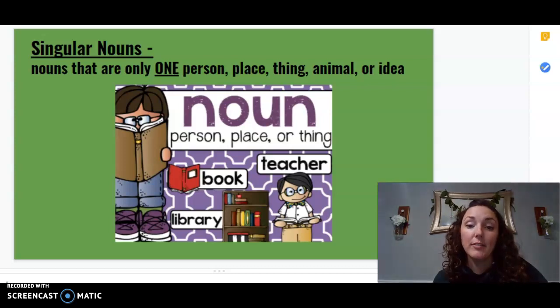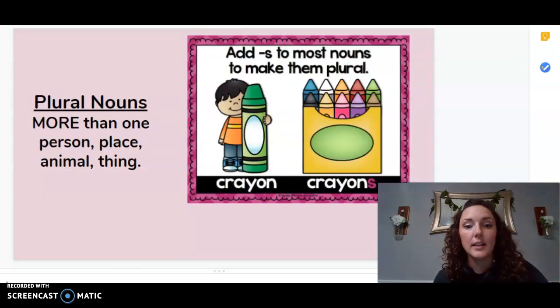Then there's a picture of a book. There's just one book. And a library is just one place. So singular just means one. Next, we're going to talk about plural nouns. Now, plural nouns just mean more than one. So it's more than one person or more than one place, thing, animal, or idea.